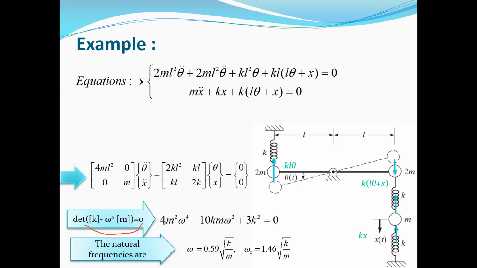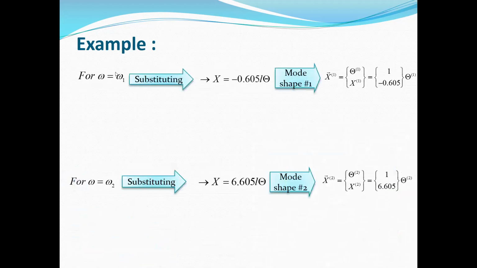For the next step, we need to substitute omega equal to omega 1 in this equation and calculate the relation between x and theta and obtain the first mode shape. And for the second mode shape, we need to substitute omega equal to omega 2 in this equation, if we call it equation 1, and then we can calculate the second relation and the second mode shape.